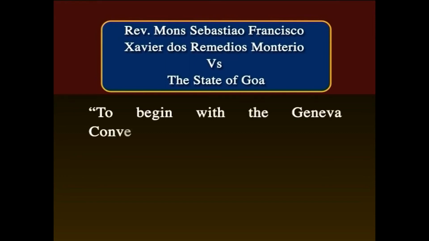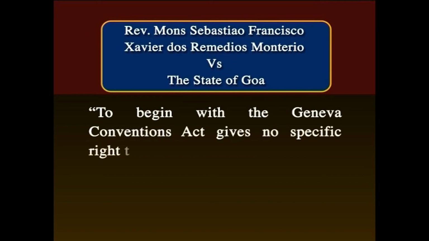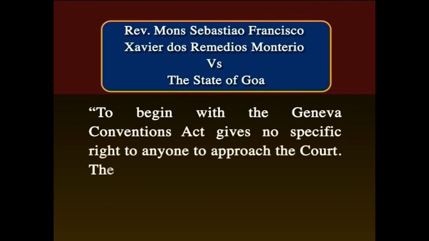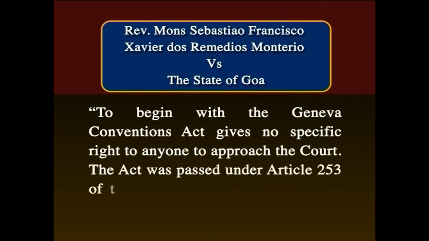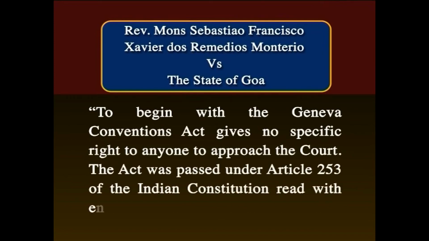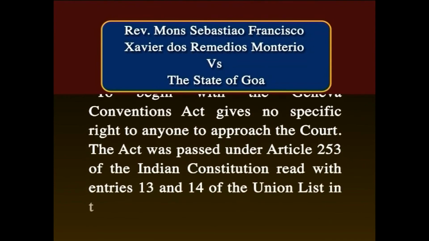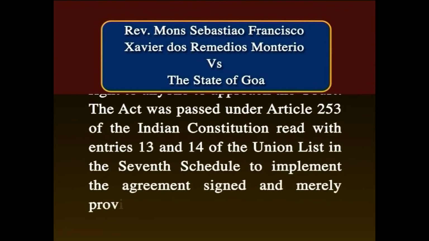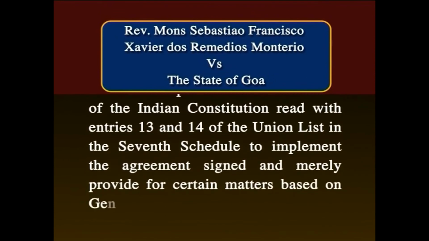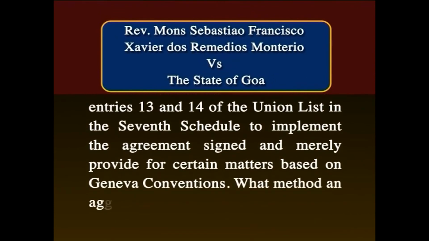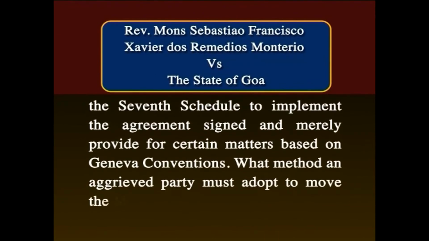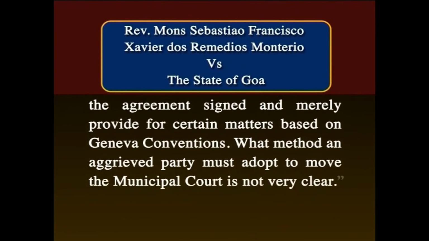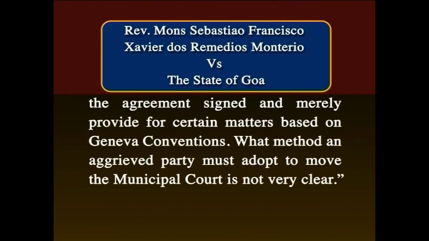To begin with, the Geneva Conventions Act gives no specific right to anyone to approach the court. The Act was passed under Article 253 of the Indian Constitution, read with entries 13 and 14 of the Union list in the 7th schedule, to implement the agreement signed and merely provide for certain matters based on Geneva Conventions. What method an aggrieved party must adopt to move the municipal court is not very clear. It will thus be seen that the Act by itself doesn't give any special remedy.